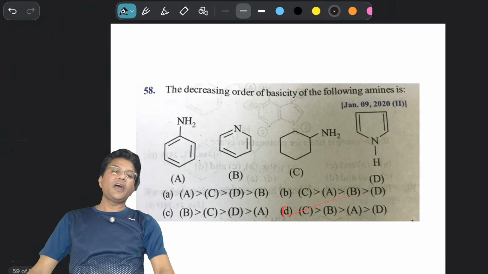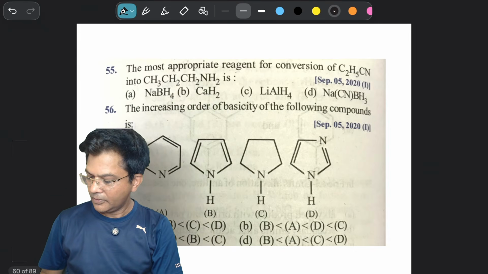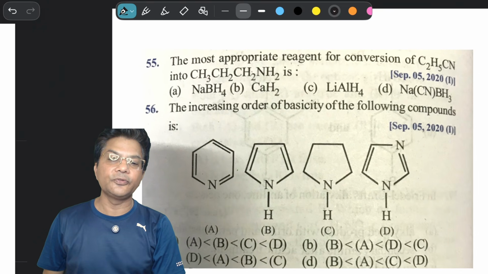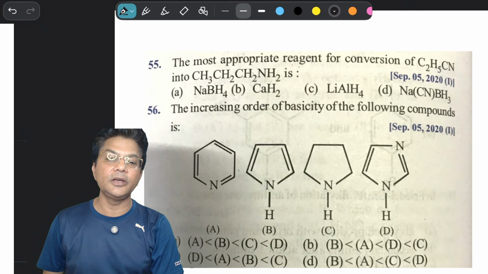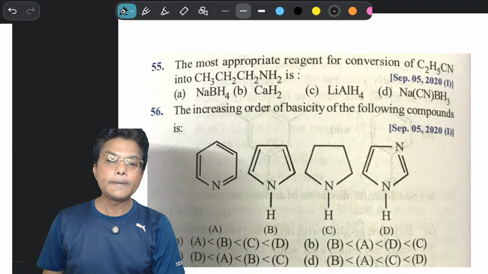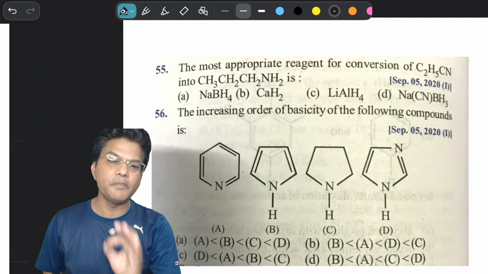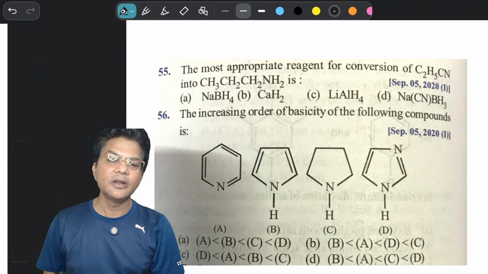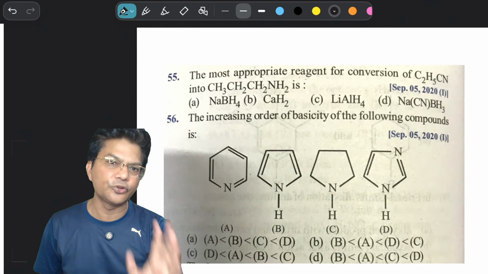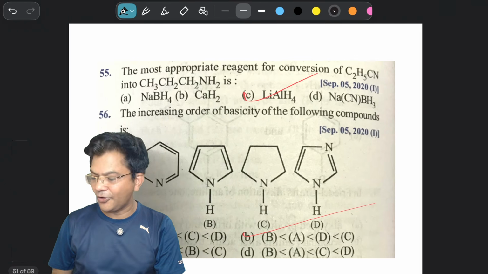So just bifurcate localized and delocalized ones, and you will get the correct answer. Now there are two questions. First of all, 55th. The most appropriate reagent for conversion of C2H5CN to C2H5CH2NH2: LiAlH4, NaBH4 and calcium hydride. So this is a very simple question. Mendius reduction is not given over there, so you can use H2 nickel. That is also not given. So LiAlH4. Okay. Now let's see, LiAlH4 is the correct answer.